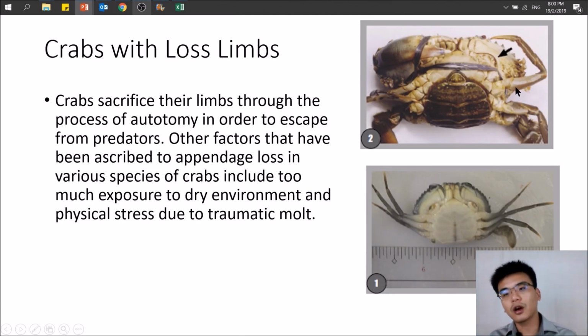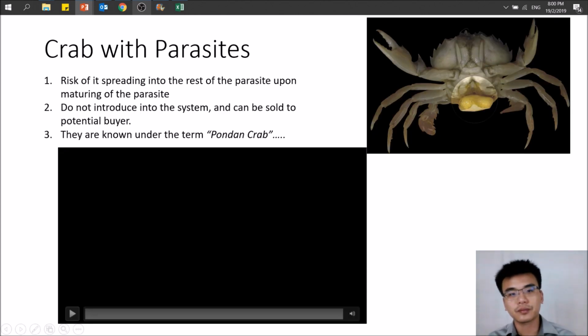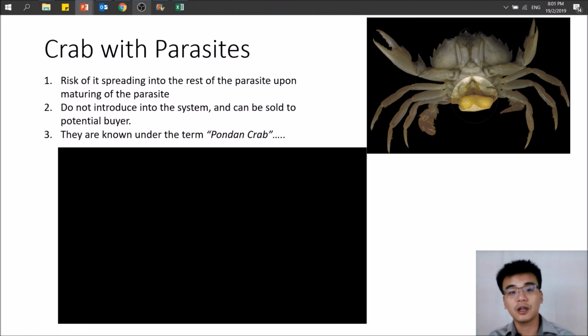Crabs with a lost limb probably had a previous traumatic molt, or were exposed to too dry an environment. Usually what happens is they tend to drop their legs because they are stressed. And lastly, crabs with parasites. This is a disease that is not very well understood, and it is often mistaken for a female crab.